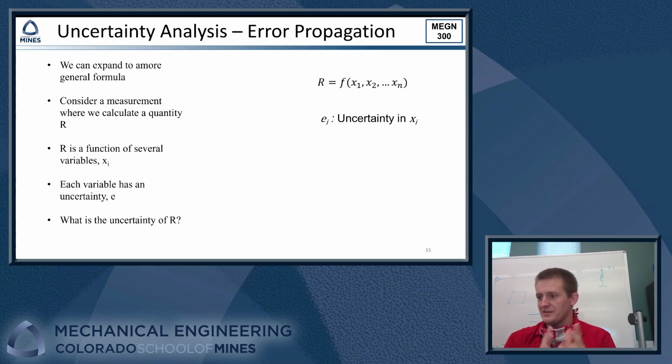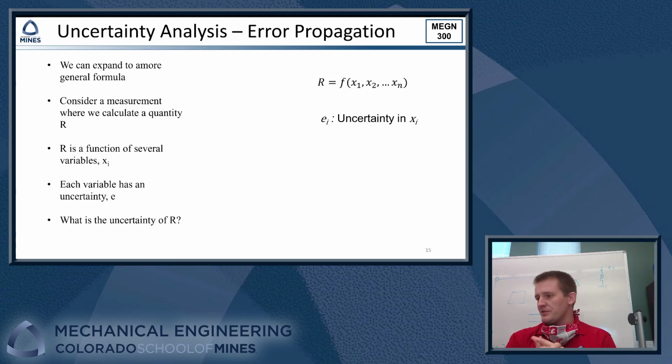So how do we take this concept and apply it to a more general form, so that if we need to do multiplication, division, subtraction, any of those operations, how do we handle the uncertainty in those kinds of formulas? So what we have here is a generalized way to talk about this. If we have some sort of value that's calculated, what we're going to call R, and R is a function of many variables. So we're saying R is f of x1, x2, all the way out to xn. We can have as many variables that go into calculating R as we want.